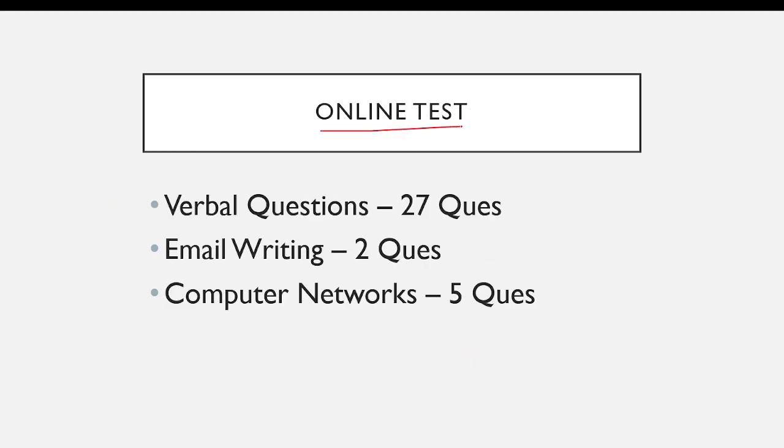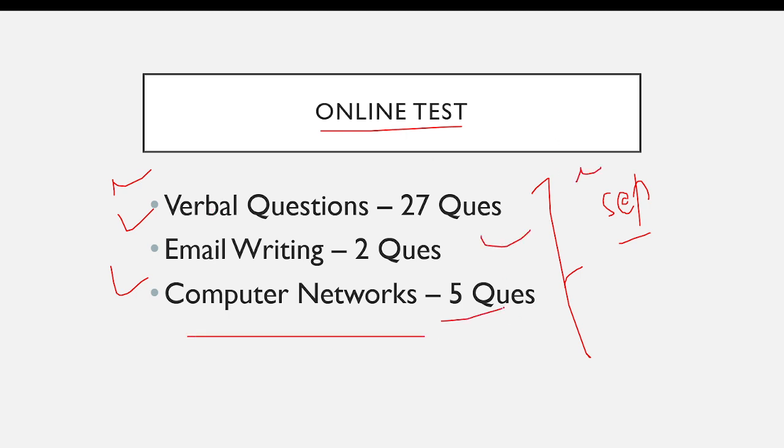Now we'll discuss the online test, and I will discuss very little about it because I already created a separate video on it. The link is in the pinned comment, so you can take a look there, because in this video I will be focusing more on the GD and interview questions. The whole pattern is verbal questions, email writing, and computer networks. You will receive 27 questions in verbal, 2 questions in email, and 5 questions in computer networks. This is the previous pattern of Zoho.